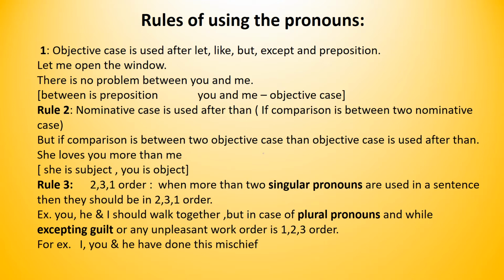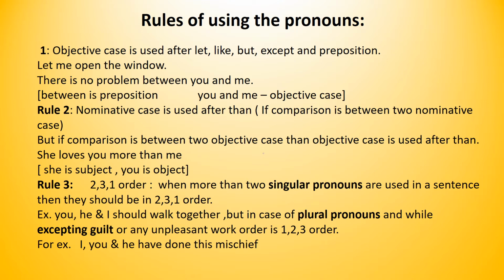Rule 2. In case of comparison between two things, we have to note that if comparison is between two nominative cases, then the nominative case is used after than. But if comparison is between two objective cases, then objective case is used after than. For example, she loves you more than me. She is subject, you is object. Another object is me. So here comparison is between you and me. And me is an objective case, that's why it comes after than.